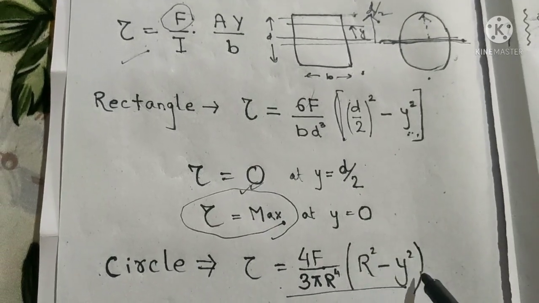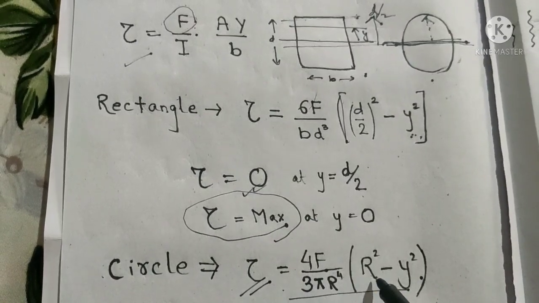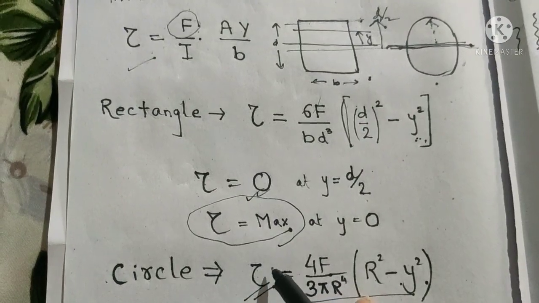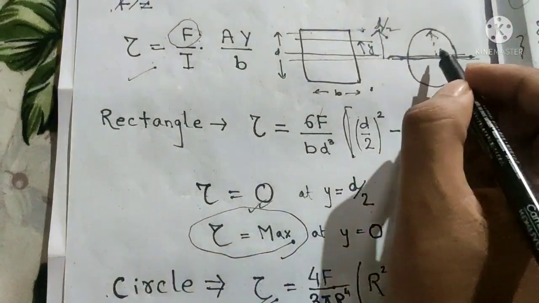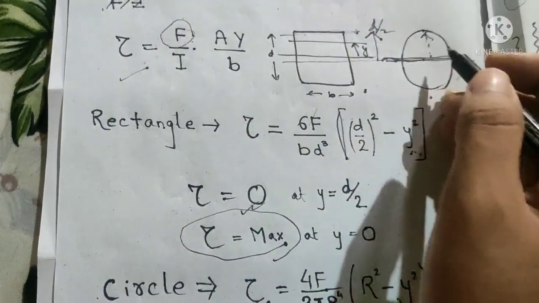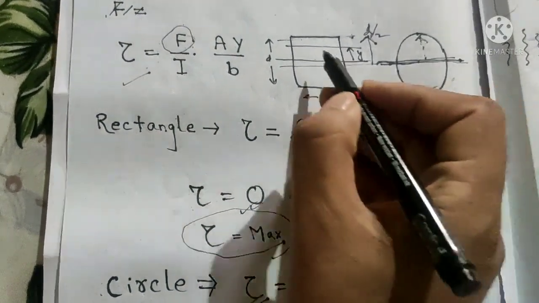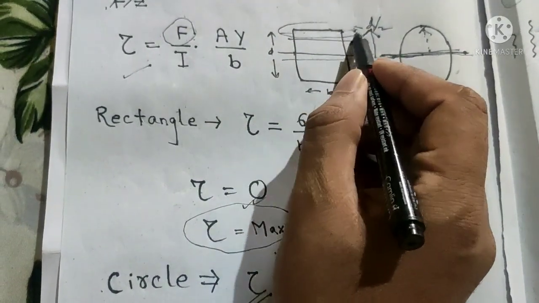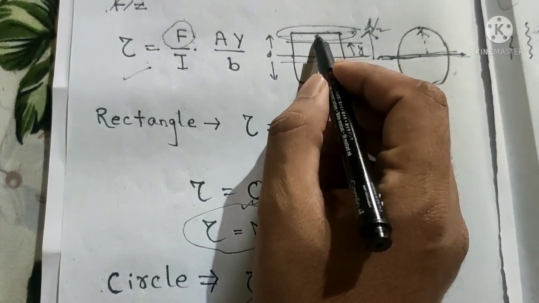If we put y equal to 0 here, we would get the maximum value of shear stress, and if we put y equal to r, meaning the radius, we would get shear stress as 0. So in this case also the shear stress is maximum at the neutral axis and 0 at the extreme end. Hence we can clearly conclude that whatever material is put here is extra material. We don't need this much amount of material.